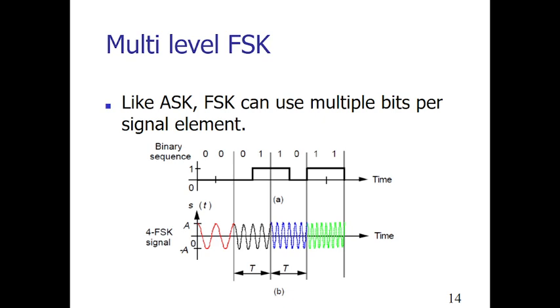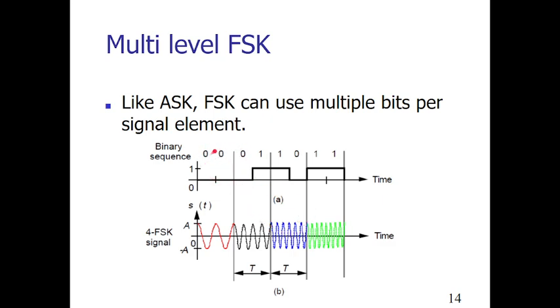In this slide we are watching multi-level frequency shift keying. It is almost similar to amplitude shift keying. In amplitude shift keying we used 4 different levels of amplitude to send 2 bits at a time. So in multi-level frequency shift keying we will again use 4 different frequencies to send 2 bits at a time.